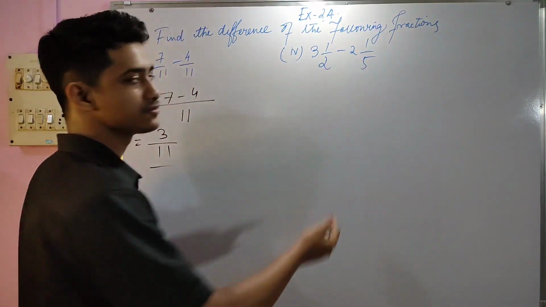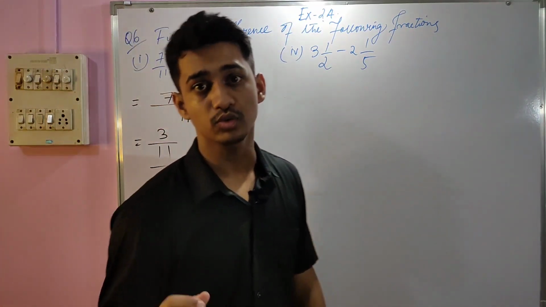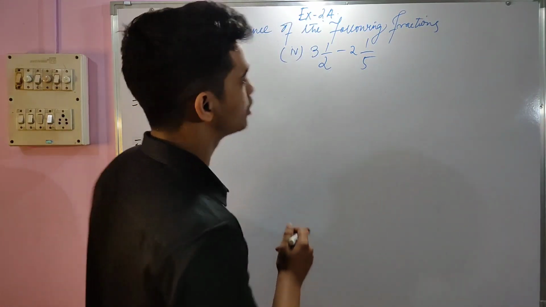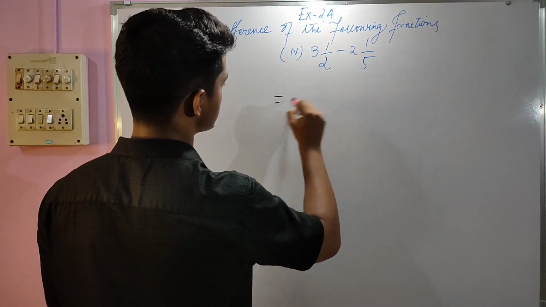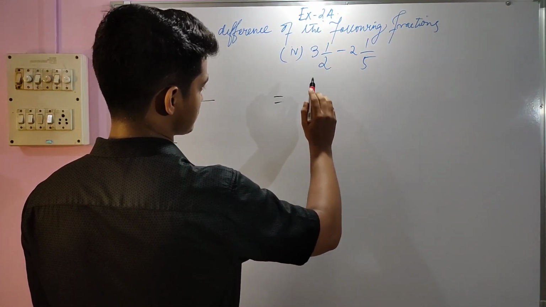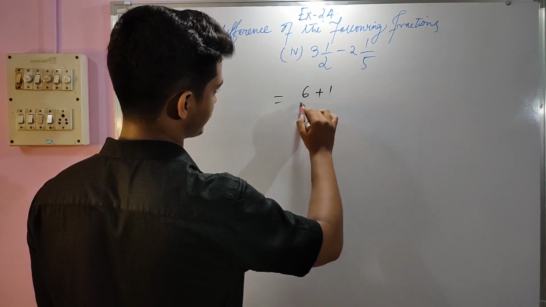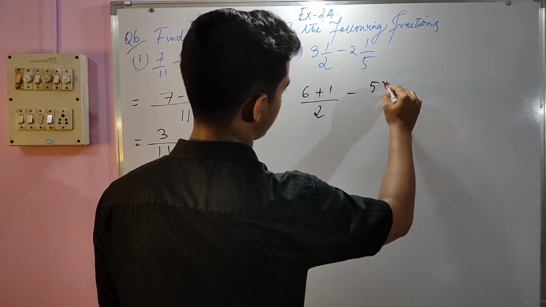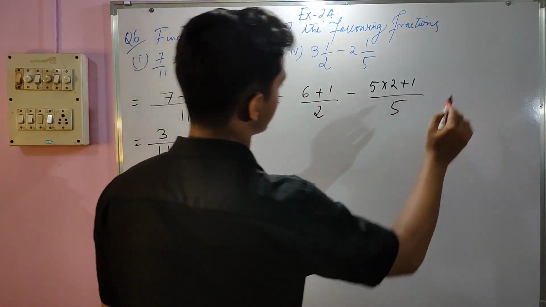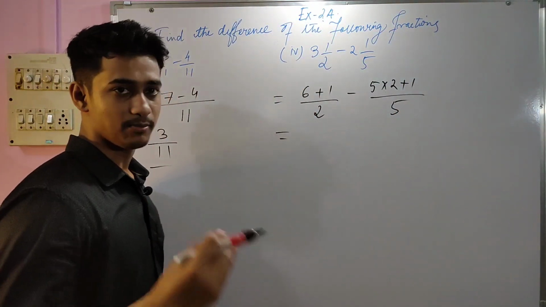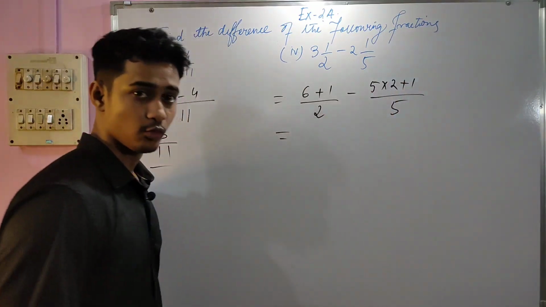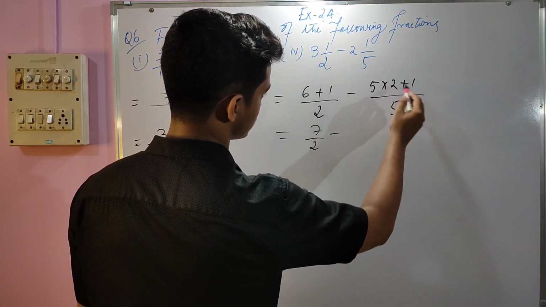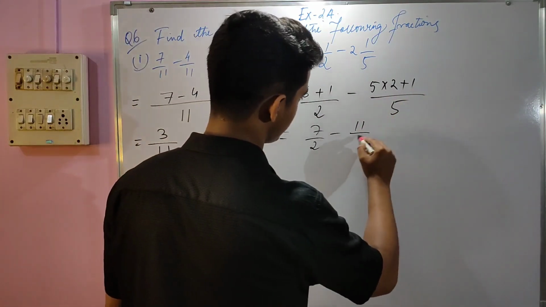One more question, let's say question number 4. Question number 4 is a mixed fraction. So first, what is the process? First we have to convert this mixed fraction into improper fraction. So how do we do it? 2 into 3, that is 6. 6 plus 1 by 2, minus 5 into 2 plus 1 by 5, right? Some steps I am skipping and some steps I am showing, for your convenience as well. So 6 plus 1 is 7 by 2 and 5 into 2 is 10 plus 1 is 11 by 5.